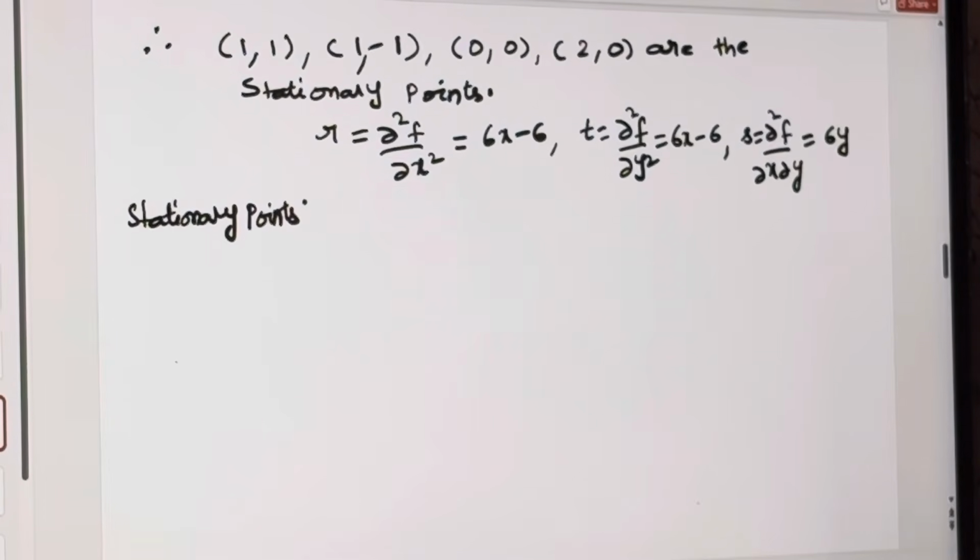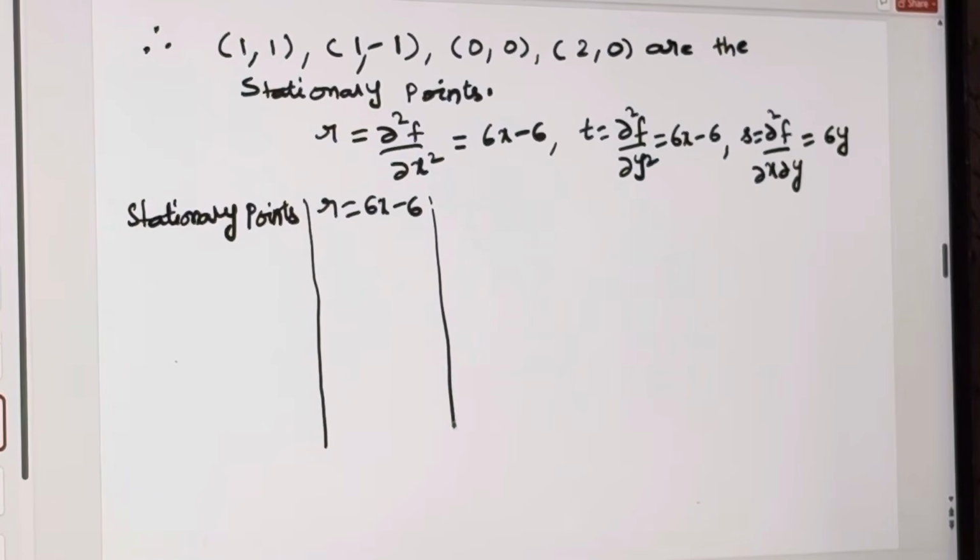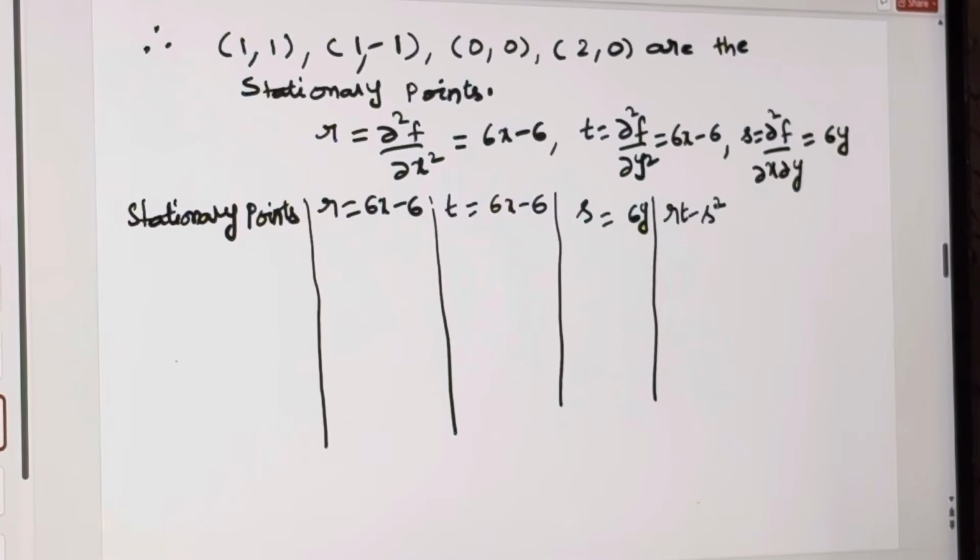ठीक है? तो फर्स्ट कॉलम स्टेशनरी पॉइंट्स लिखेंगे, सेकेंड कॉलम r लिखेंगे. r का वैल्यू कितना है? 6x minus 6. Similarly, write the next column as t, which is 6x minus 6, and the next column is s, which is equal to 6y. Then you write rt minus s square. Okay? Whether it is greater than 0 or not, we need to check.